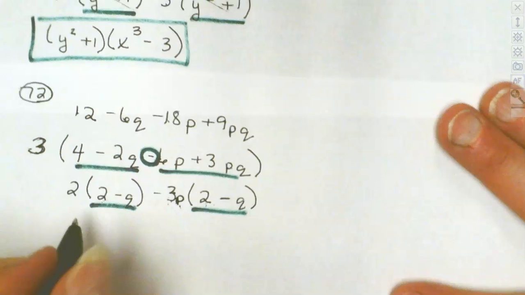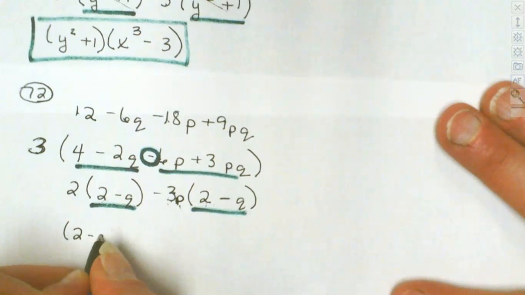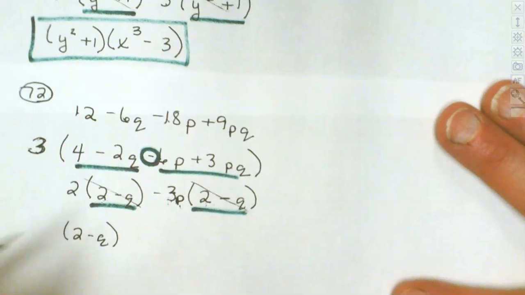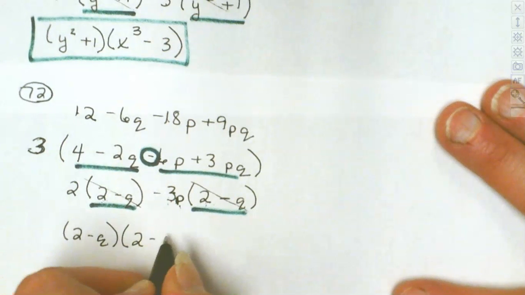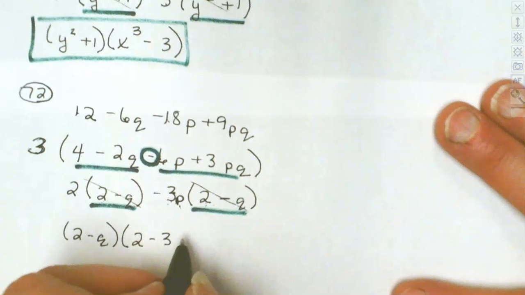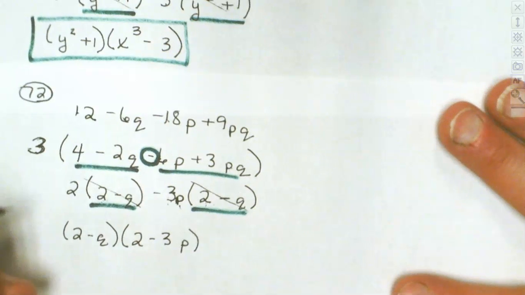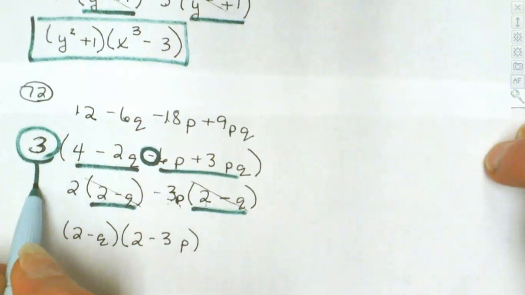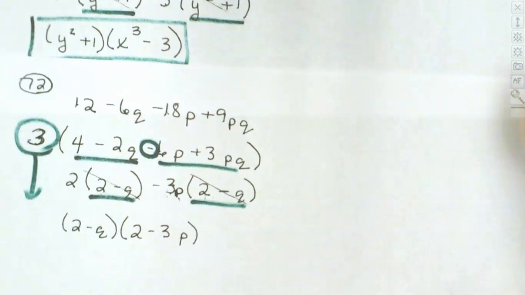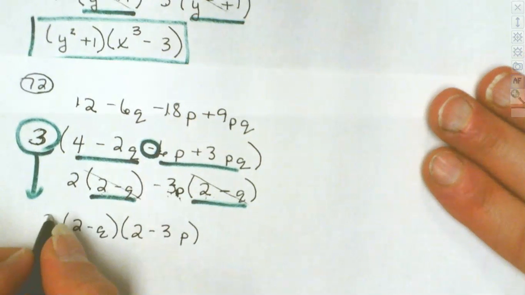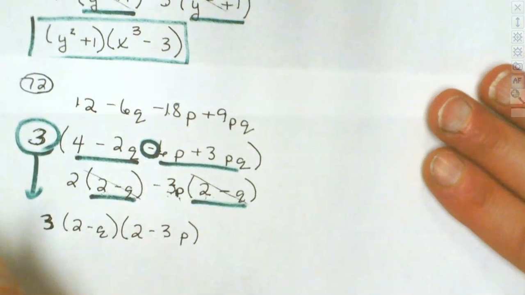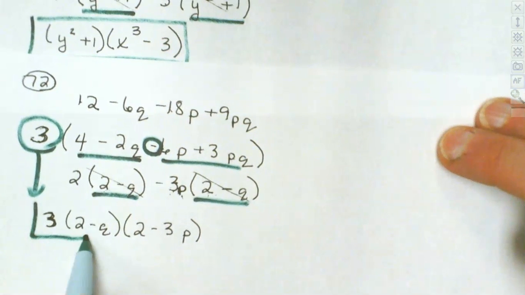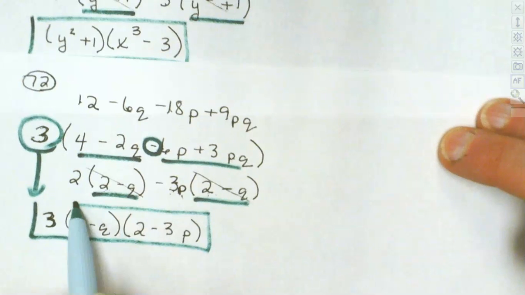What's going to come out is a 2 minus q. Gone and gone. What's left over? 2 minus 3p. And what's still out in front of all of it? You don't want to forget that we had to factor out that 3. So 3 comes down as well. Thank you, Josephina. So that would be now our final factored finished answer.